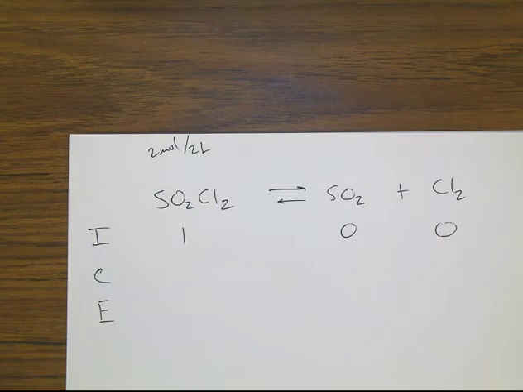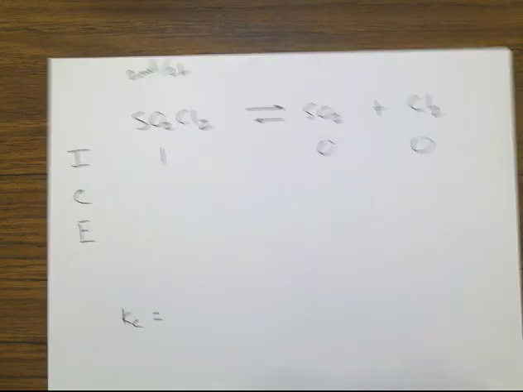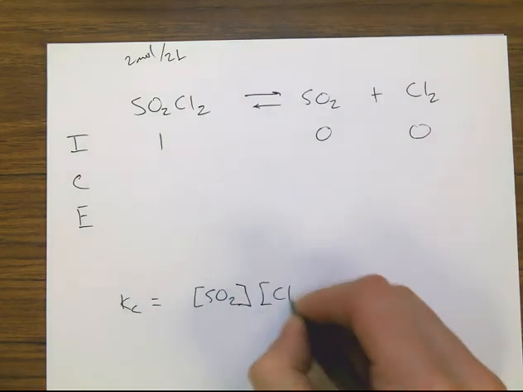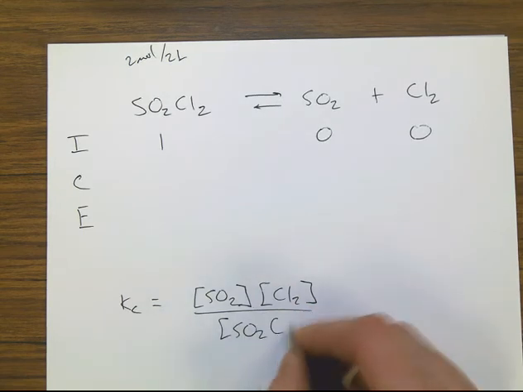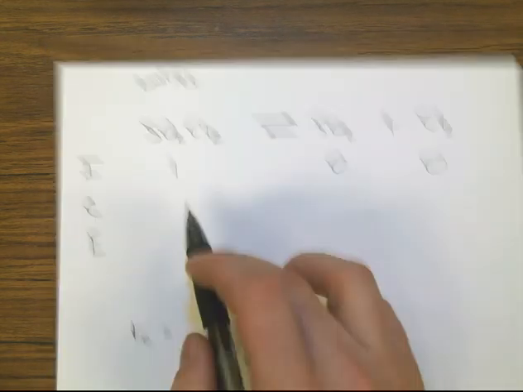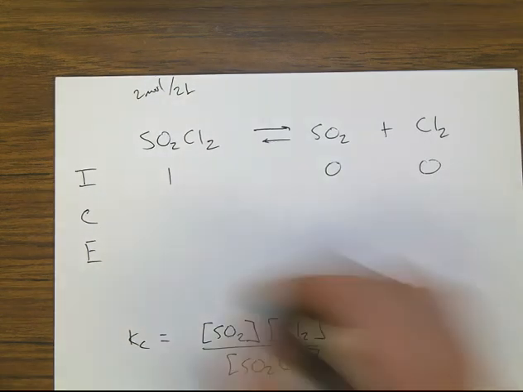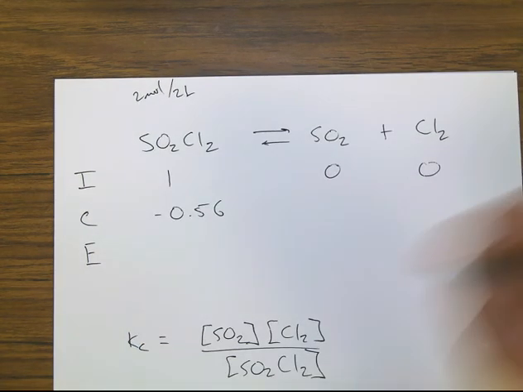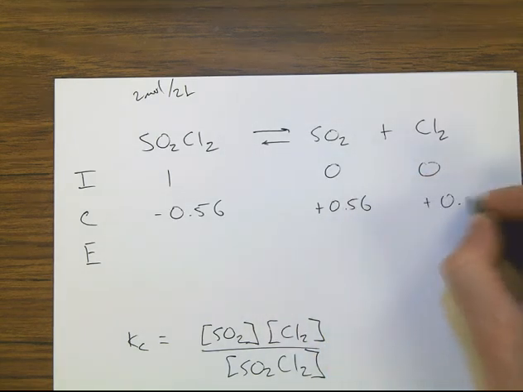So what you're going to try to do is find the equilibrium constant, which is K sub C. And K sub C is going to be the concentration of SO2 at equilibrium times the concentration of Cl2 at equilibrium, all over the concentration of SO2Cl2. All right, so if 56% of 1 gets converted into the products at equilibrium, that means I lose 0.56 from this reactant.